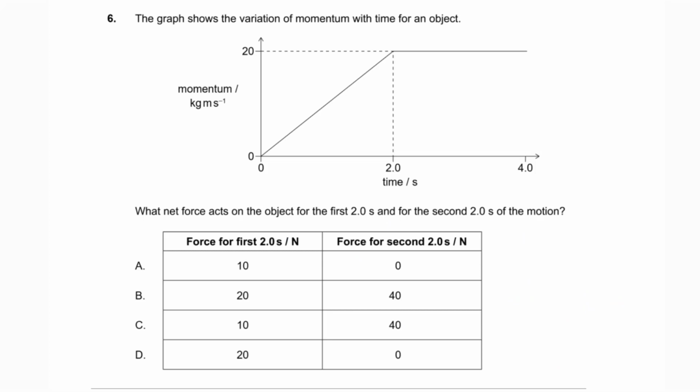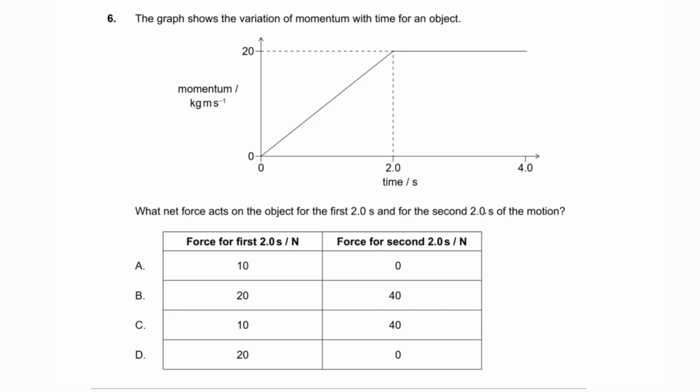This question is about momentum and force. The graph shows the variation of momentum with time for an object. So we have this diagram. The momentum increases linearly, a straight line from 0 to 20, and then doesn't change at all, a straight horizontal line here. What net force acts on the object for the first 2 seconds and for the second 2 seconds of the motion?